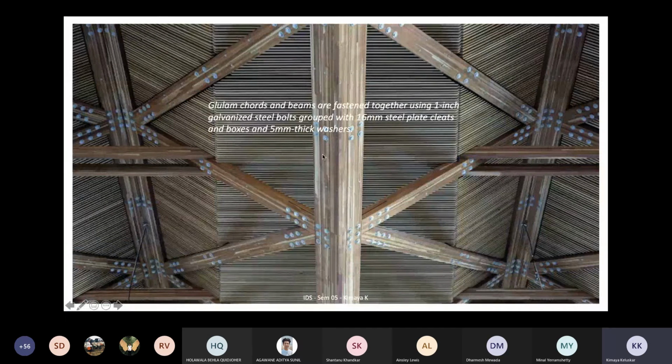So these are the glue lam chords and beams which are fastened together using 1-inch galvanized steel bolts grouped with 16 mm steel plate cleats and boxes and 5 mm thick washers. So these are the sizes that they have been working with.